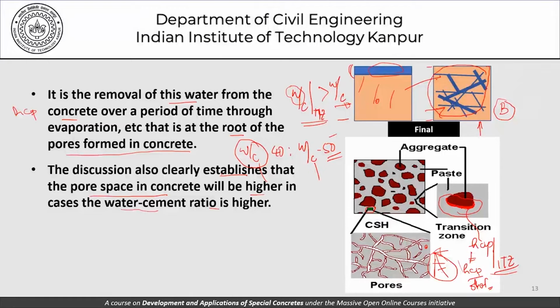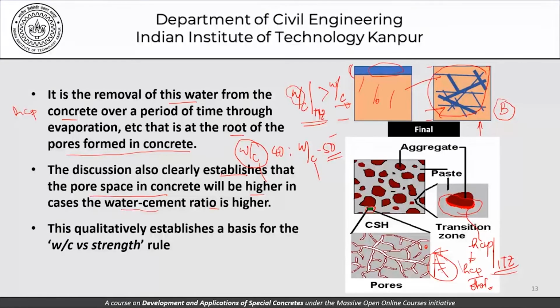And that really is the root of the issue, that higher water cement ratios lead to lower strengths because there is a porosity involved in between. Higher water cement ratios give you greater porosity, which has lower strength. And this lower strength part of it is something which is pertaining to the mortar. Remember that the aggregates themselves, their strength is not coming into play.